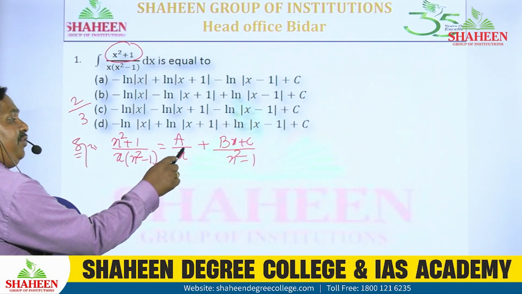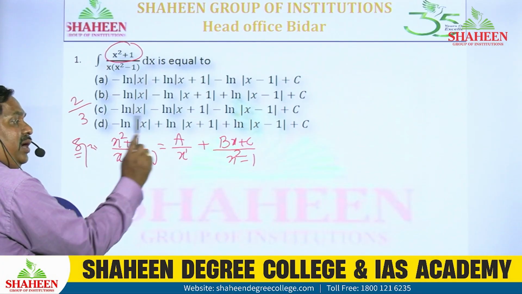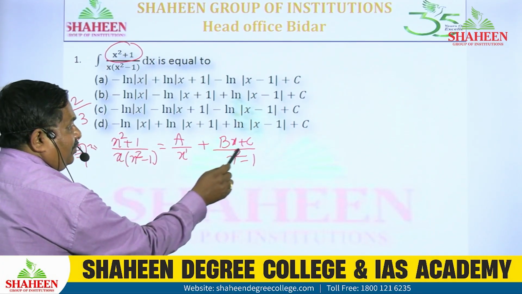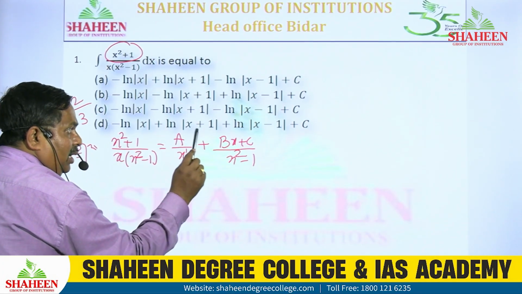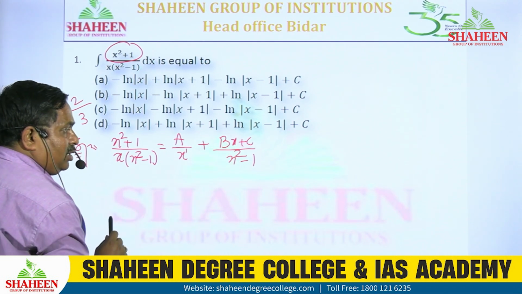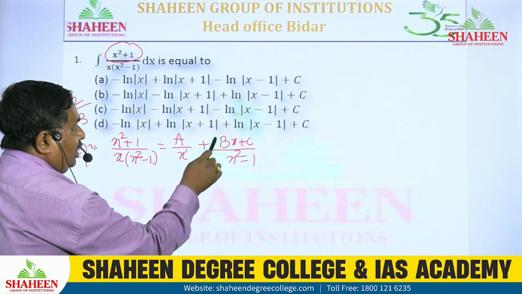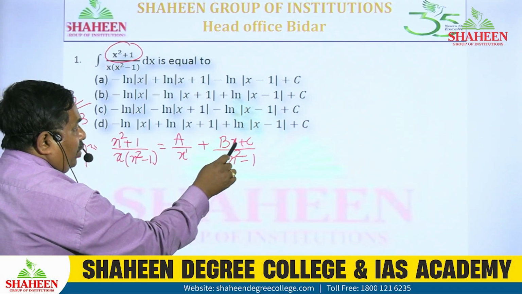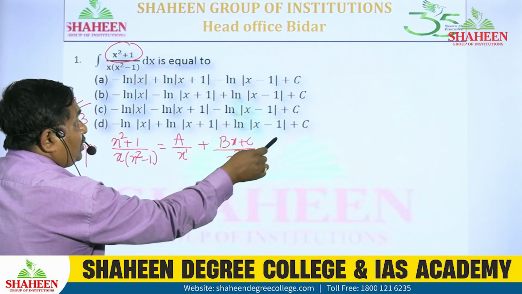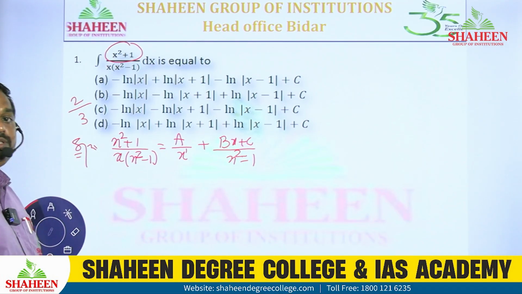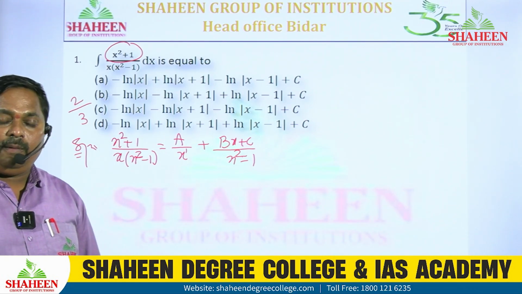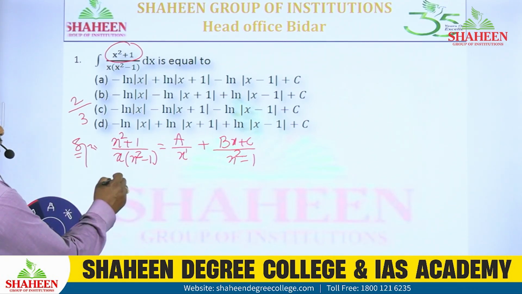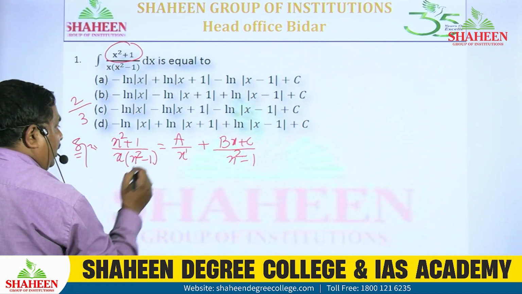What is the degree of x? 1. Then we take only one alphabet. Here the degree of x square minus 1 is 2, so we take two alphabets in the numerator. Suppose this power is 3, we have to write bx square plus cx plus d, three alphabets in the numerator. In this way we are separating. Next, we find the values of a, b and c.